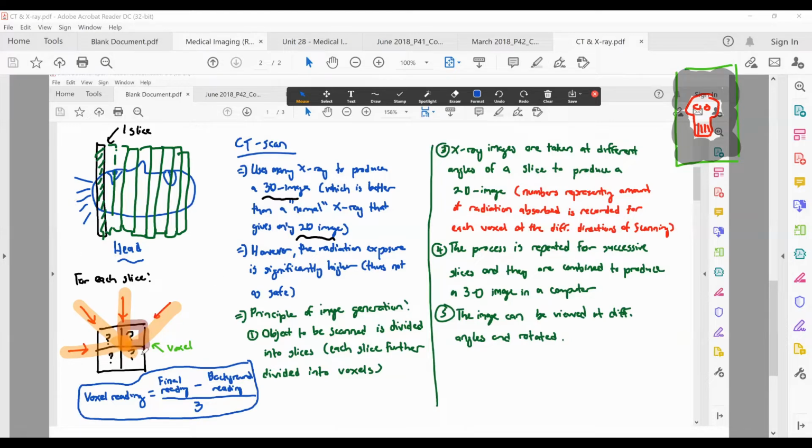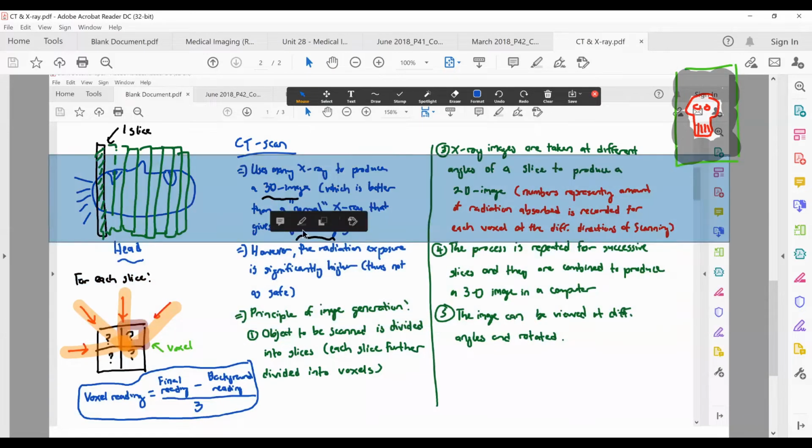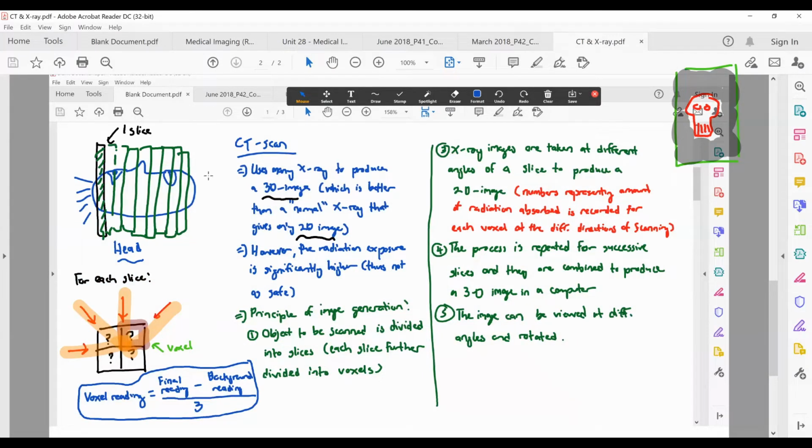The slice that you have, it will break it down into 4 square boxes called voxels, and then the voxels would have a certain value inside. The value inside the voxel represents the amount of radiation that has been absorbed for that particular region. It's a measure of what is contained in that slice. It helps you to build out an image of your slice. Okay, so you take the image of one slice first, where you take the X-ray image at different angles.